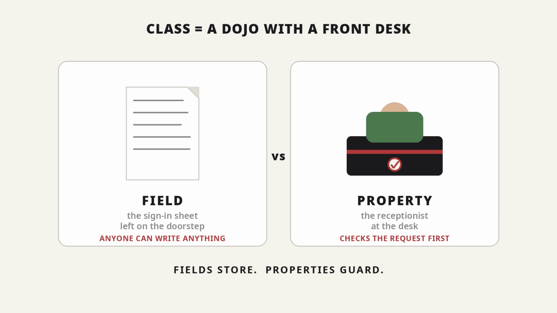Think of your class as a dojo with a front desk. A field is like leaving the sign-in sheet out on the doorstep. Anyone walking past can scribble anything on it, and no one's checking. A property is the receptionist at the desk. The same information still changes hands, but now someone stands between the outside world and your data. They can check the request, reject what doesn't belong, and quietly change how things work behind the desk without the visitor ever noticing. Fields store, properties guard.